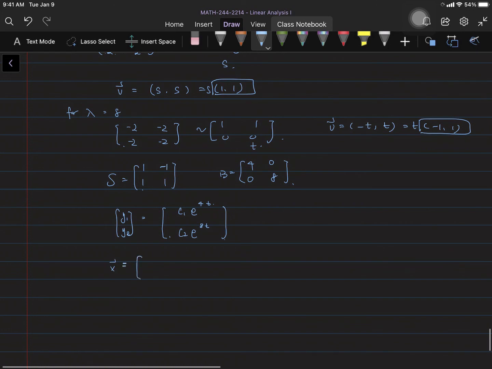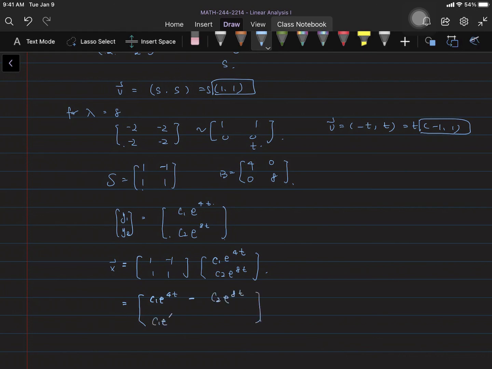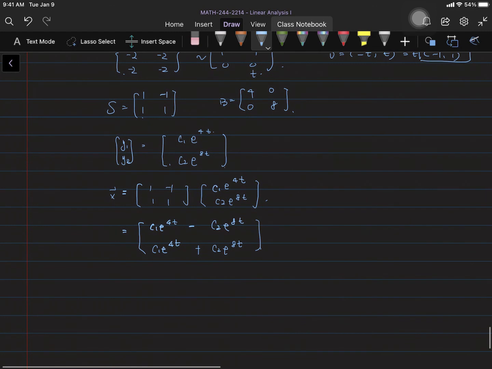And then what is X? X equals S times Y. So I'm going to write down Y here: C1 e to the 4t, C2 e to the 8t. Do the product. C1 e to the 4t minus C2 e to the 8t. Here, C1 e to the 4t plus C2 e to the 8t. Okay, so that's the final solution.